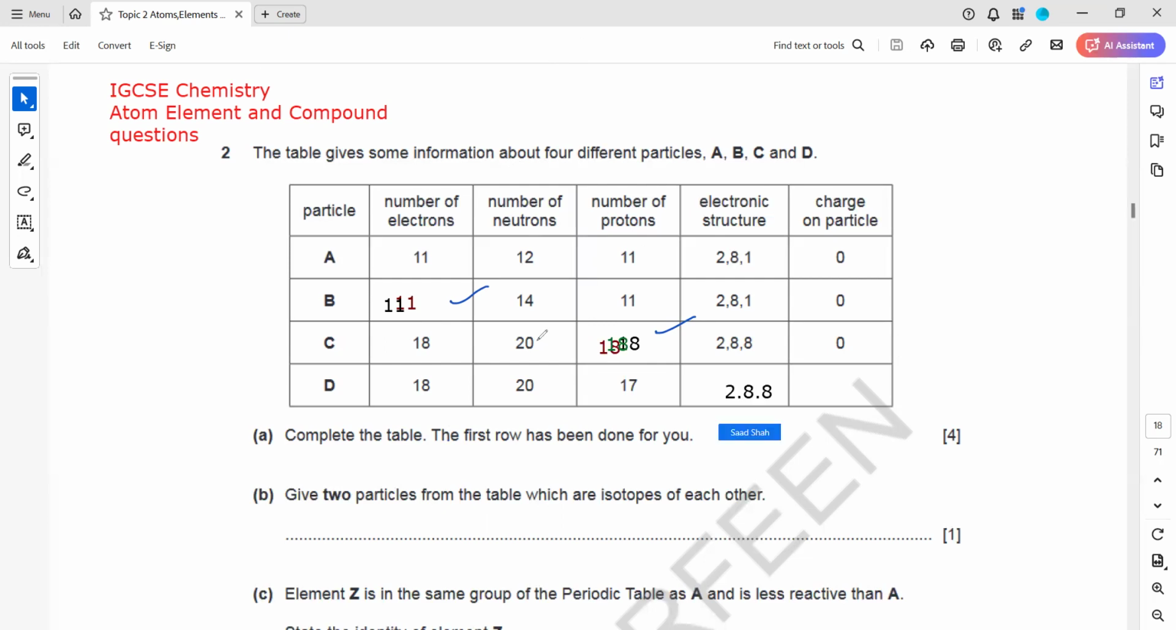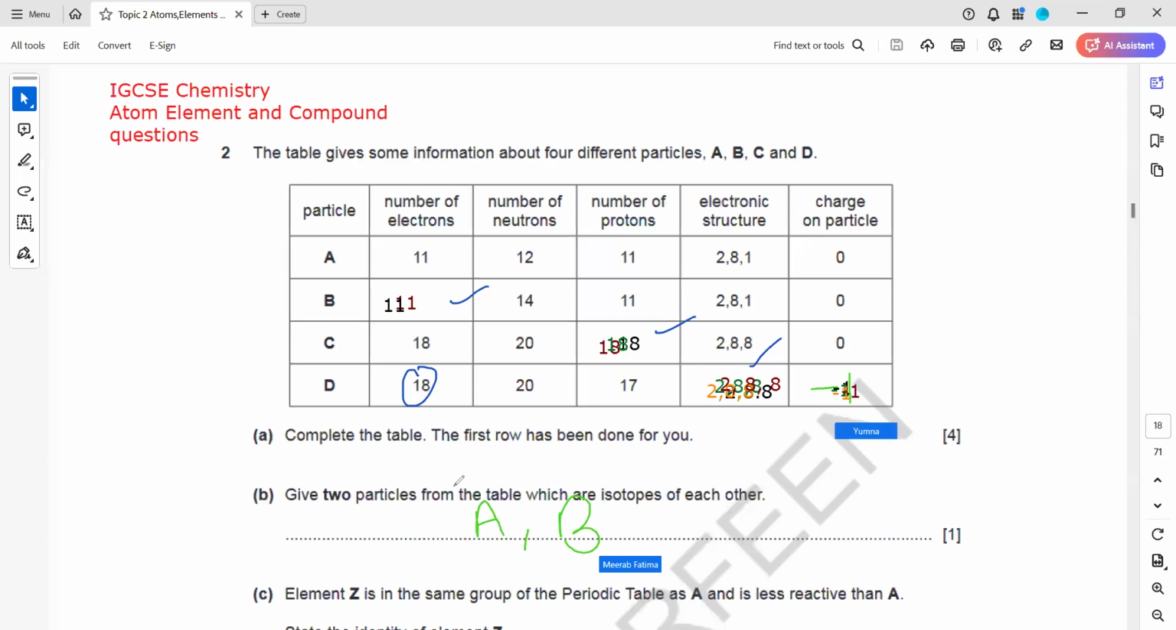And the electronic configuration: because you have to arrange 18 electrons, it is 2, 8, 8. And what will be the net charge? The net charge will be -1, because more electrons are there than protons.